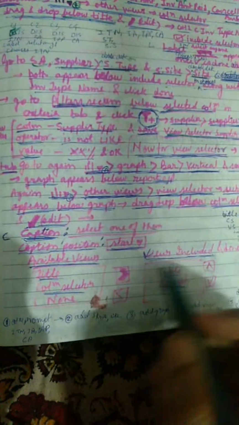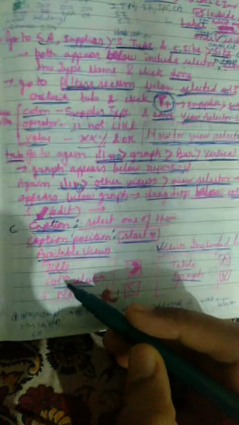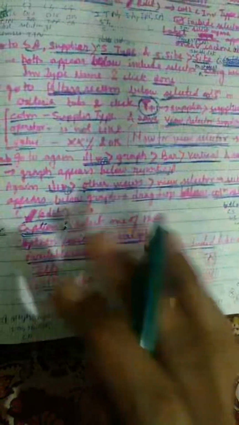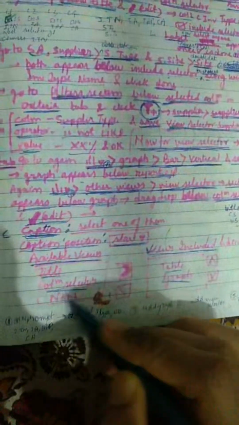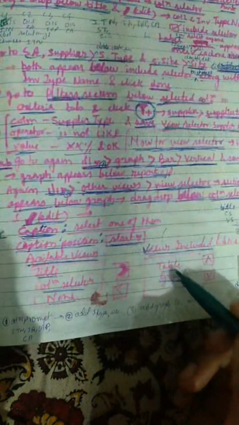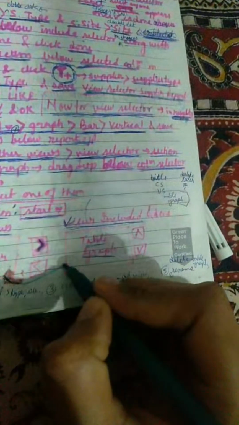Available views included. What are my available views here? You have a title, you have a column selector, you have a table and a graph. Okay, a none option also comes, but these are the four or five values. This none usually comes by default, I guess. You can add multiple tables, multiple graphs as well here. So I'll click on table and graph, and click on this icon. It comes from here to here, in the views included.